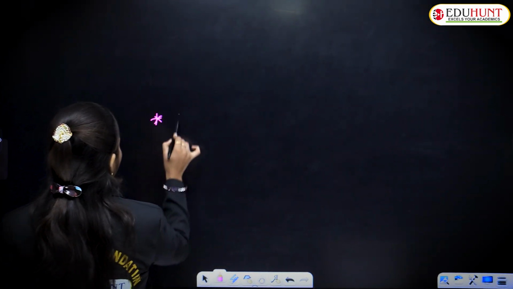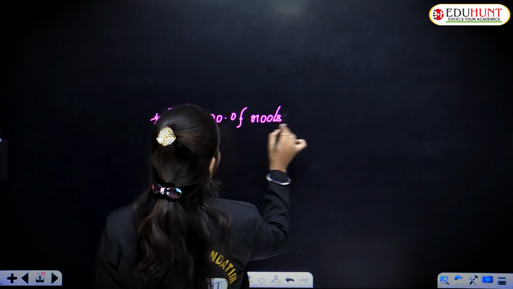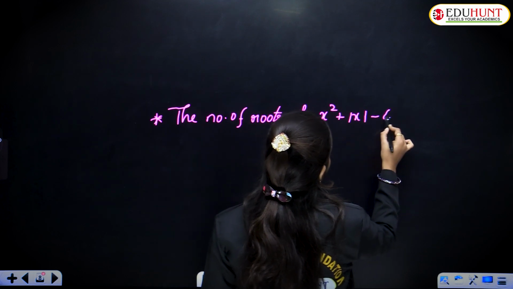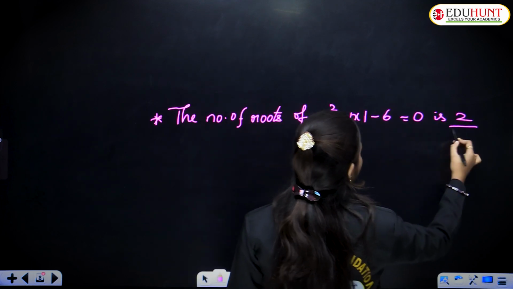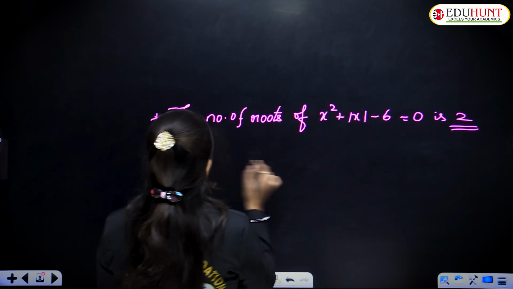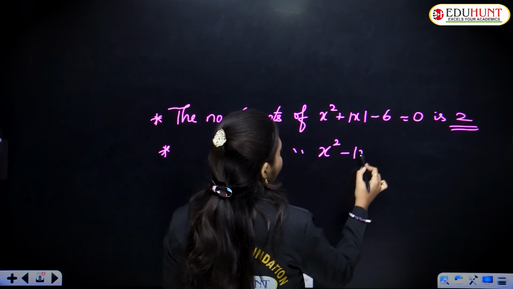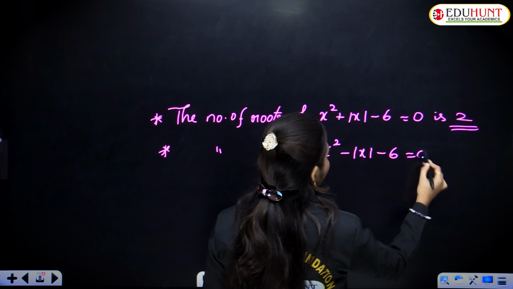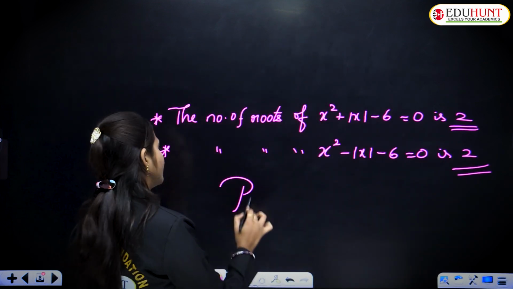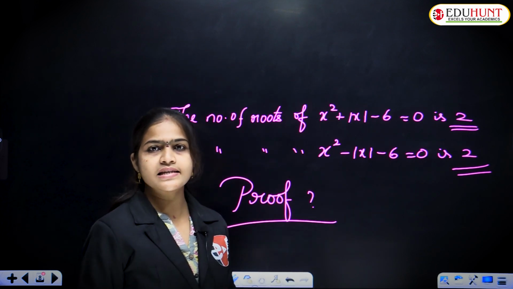So next 2 I will write here. The number of roots of x² + |x| - 6 = 0 is 2. Here I am giving the number of roots also, you just have to show the proof. Okay, and the next one is the number of roots of x² - |x| - 6 = 0. This is also 2 only. Okay, I just want the proofs. So you try this one. Just take it as an assignment.